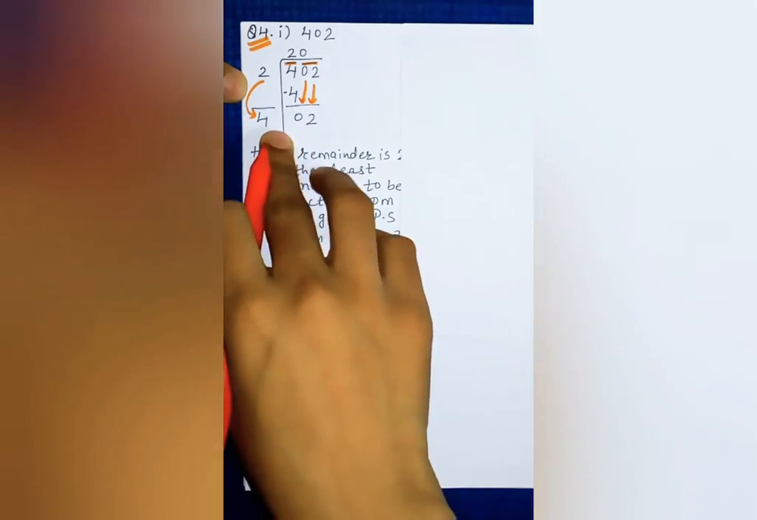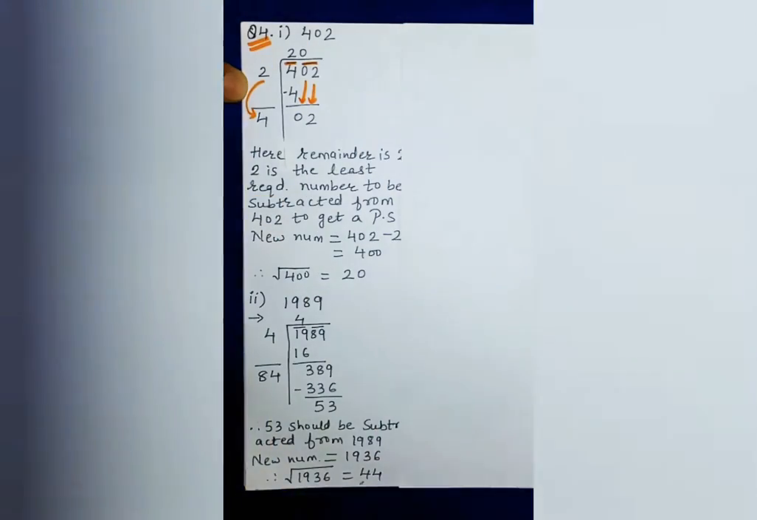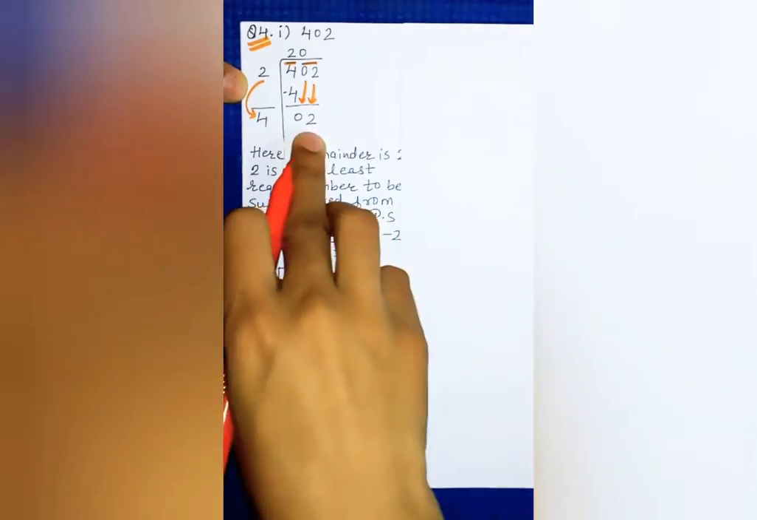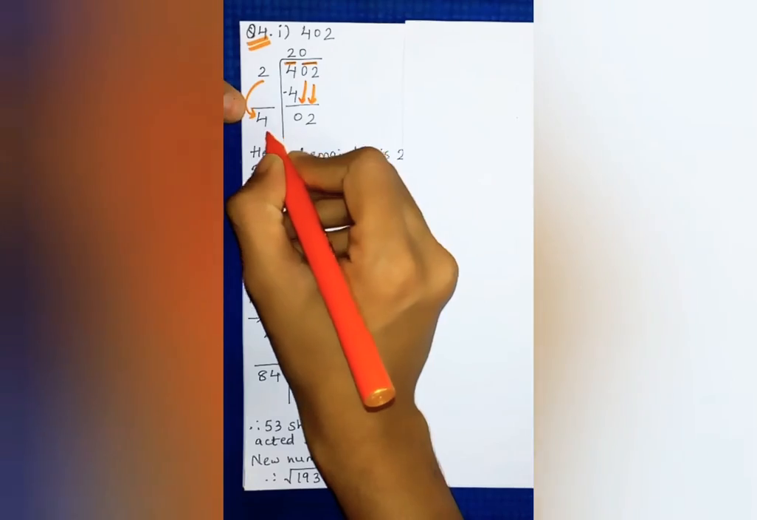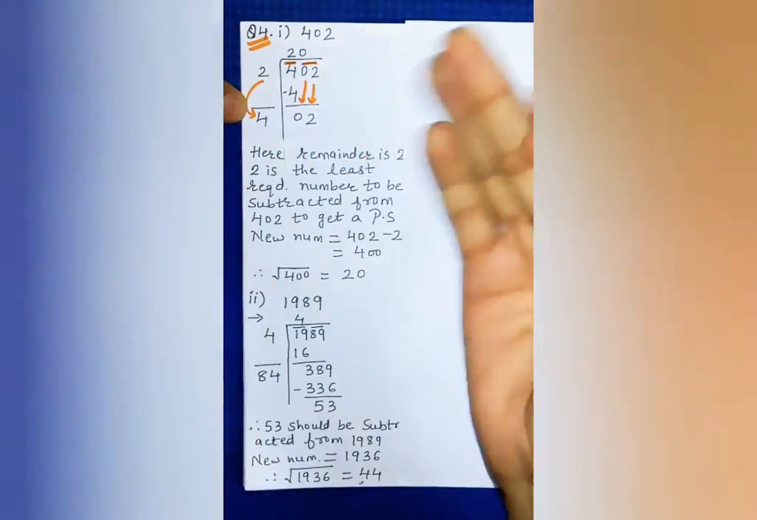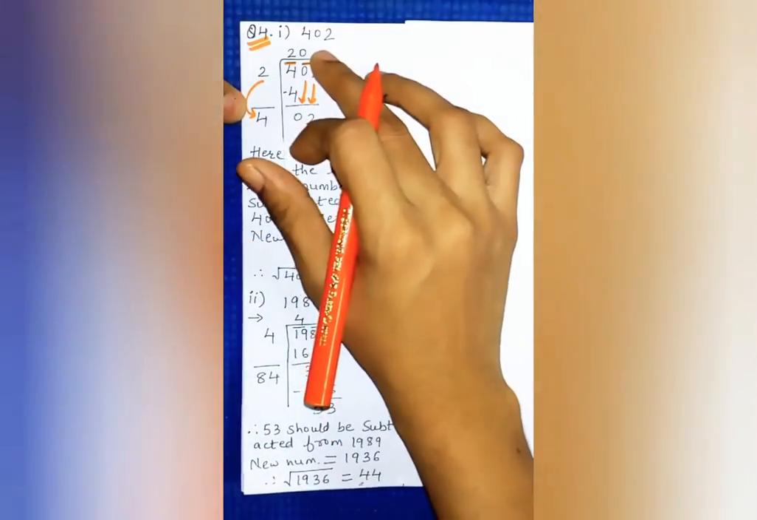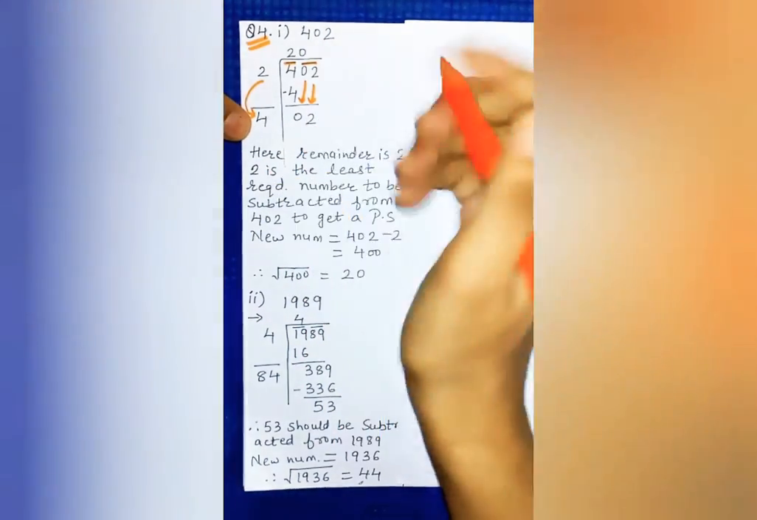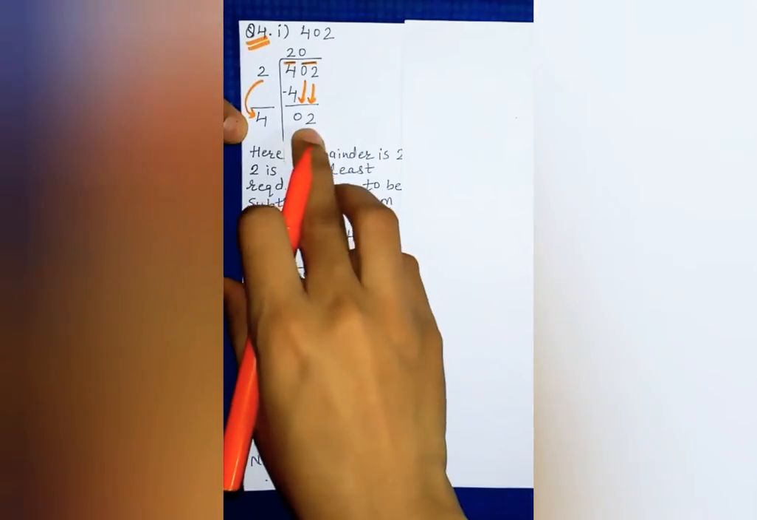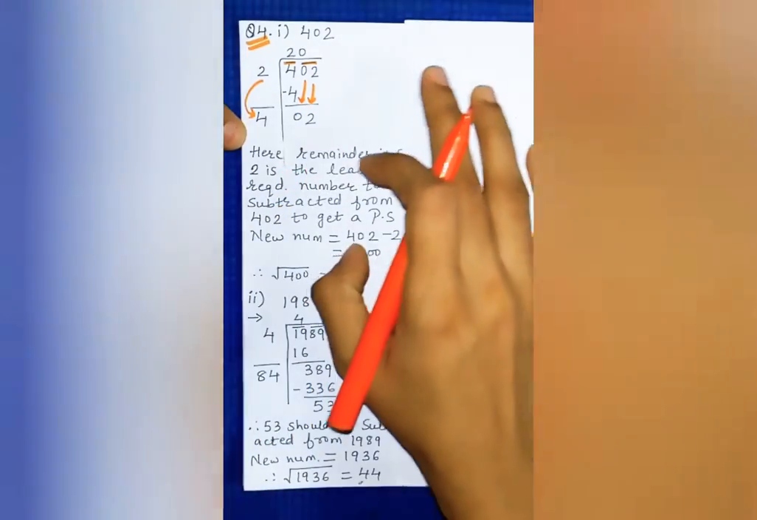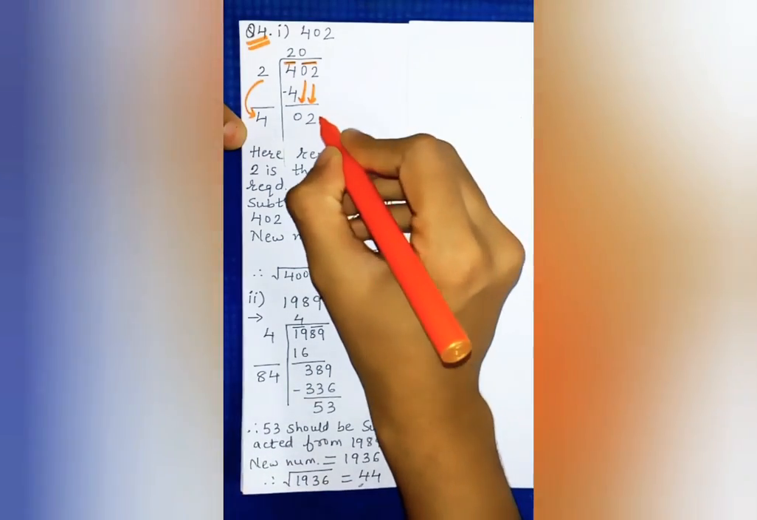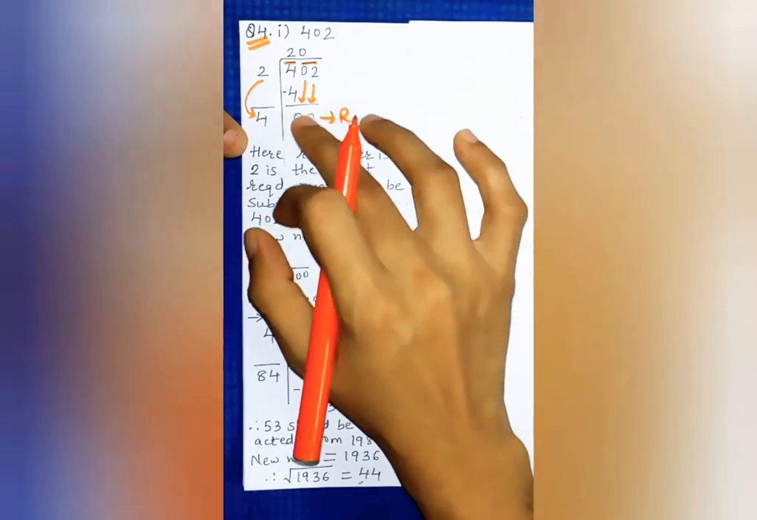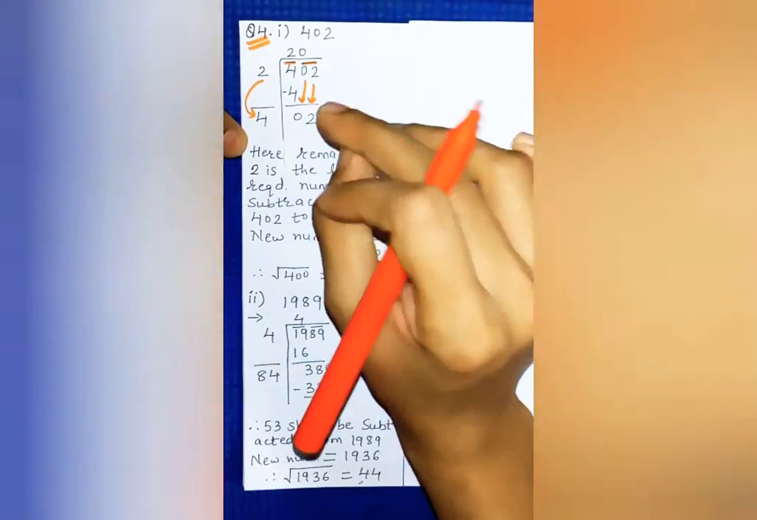Now here we will take zero. We can take zero because 2 will never fit. Whatever number you keep here and then multiply, obviously it will become more than this. So we have kept 0 here. So 40 times 0 is 0, but this part will remain the same. 02 will be as it is. Now this 2 which we have got is our remainder. So here the remainder is 2, which means 2 is the extra number that should be subtracted.